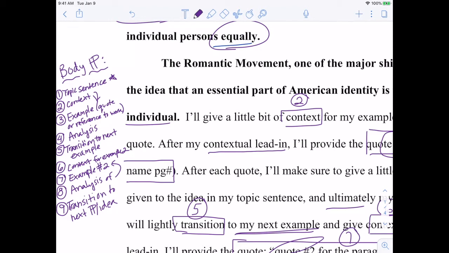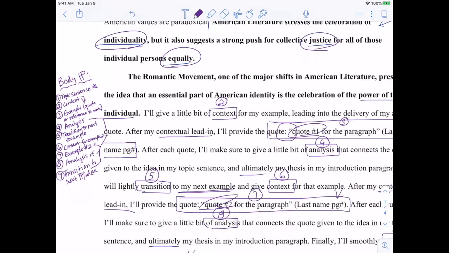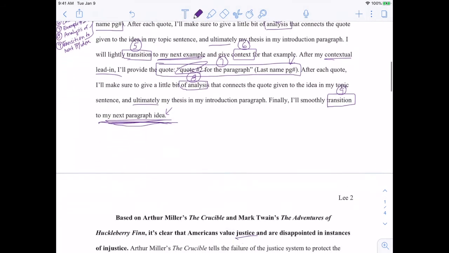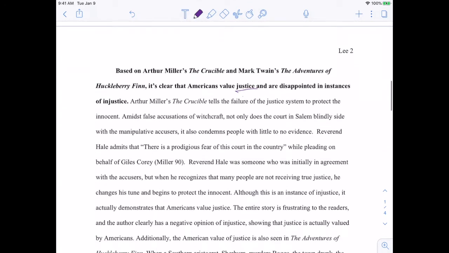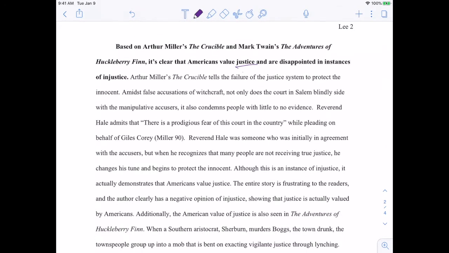Give more context, but this time for your example number 2. Give your example number 2 and then analyze it. And then ultimately transition to your next paragraph or idea. Technically, this part can be repeated, right here, for a third example if you'd like to do so, okay? All right, so now I'm going to go ahead and show you what that looks like. I'll give you a full kind of sample paragraph here of my actual writing, okay?